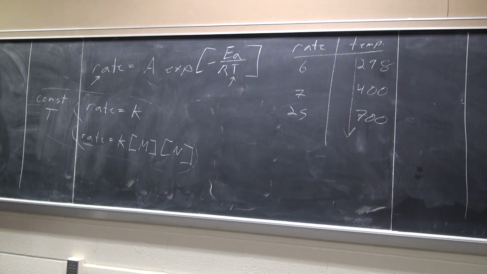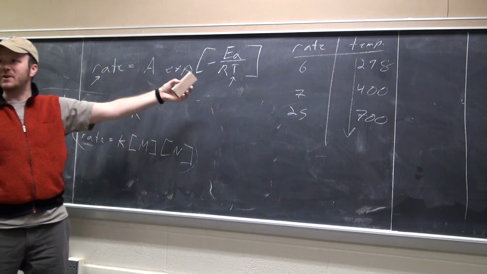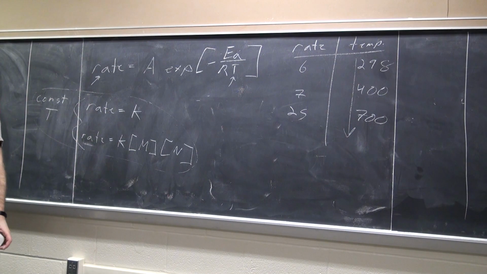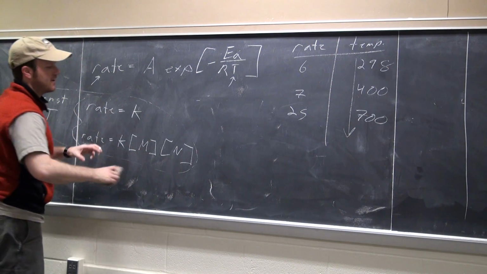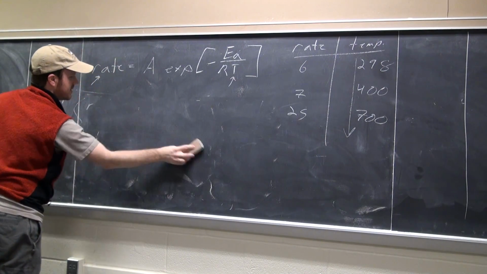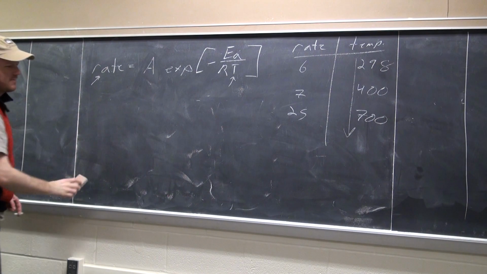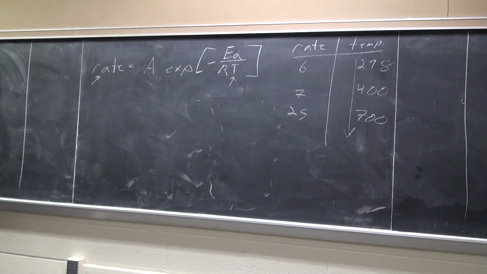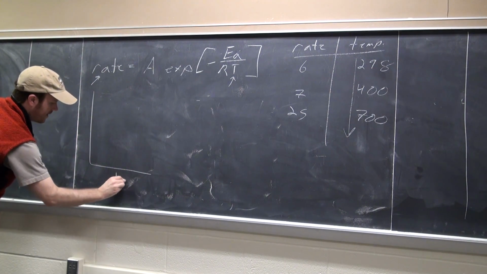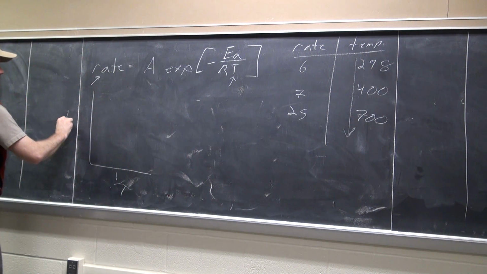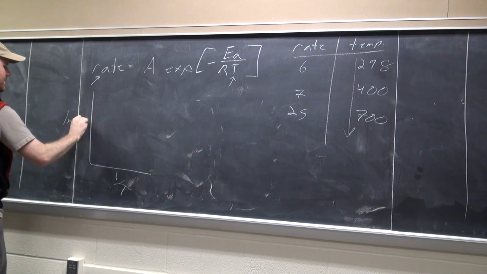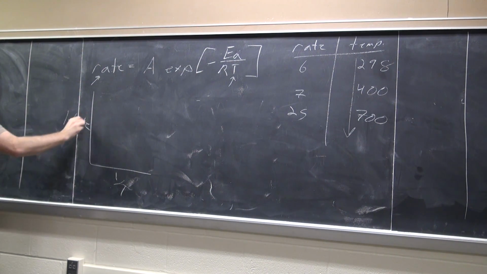So, what's the plot for an Arrhenius expression? How do we plot? If we want to know what's going on with the Arrhenius equation, what plot do we make? Anyone know it just off the top of their head? One over T, ln rate. So how do we get to that?